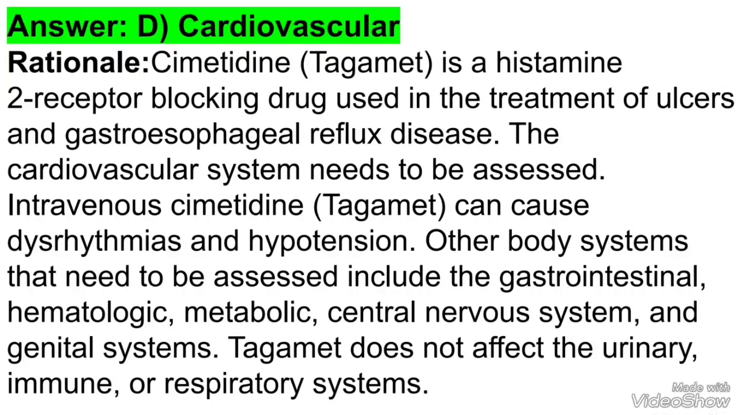Cimetidine is a histamine 2 receptor blocking drug used in the treatment of ulcers and gastroesophageal reflux disease. The cardiovascular system needs to be assessed. Intravenous cimetidine can cause dysrhythmias and hypotension. Other body systems that need to be assessed include the gastrointestinal, hematologic, metabolic, central nervous system, and genital systems. Tagamet does not affect the urinary, immune, or respiratory systems.